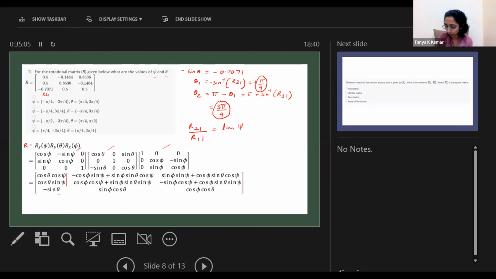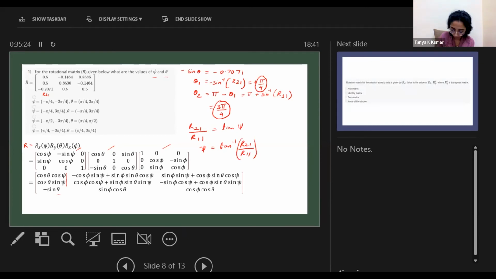Okay, you can find out xi value from here. So xi equals tan inverse R21 by R11. Now what we need to be careful about here is that this value is dependent on your theta value.